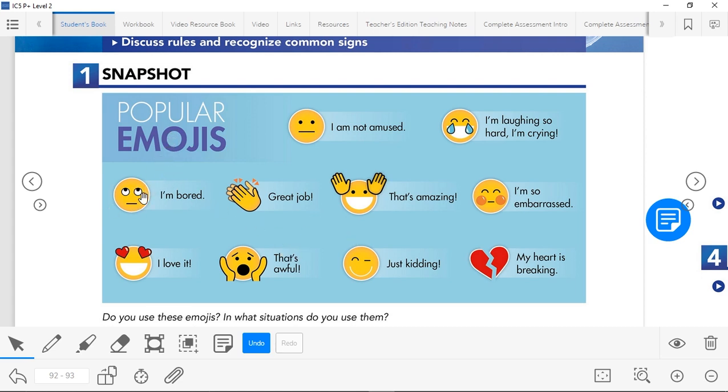When we use this, it's usually when we are bored. When you look at this, it's like when you love it or you are in love. When you put this, it's I am not amused. That is not funny. When you clap, it's saying that it's a great job. When you look at this, it's oh my god, that's awful. That's really bad. When you use this, it's like you're laughing so much that you're crying.